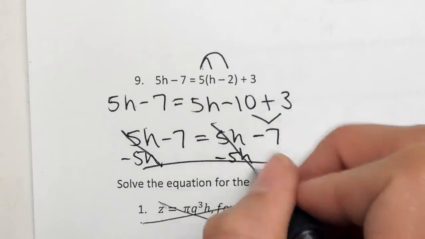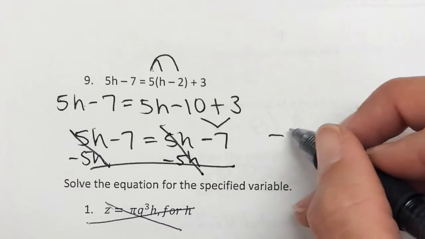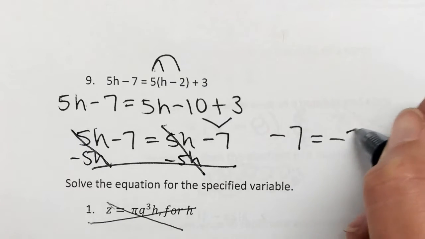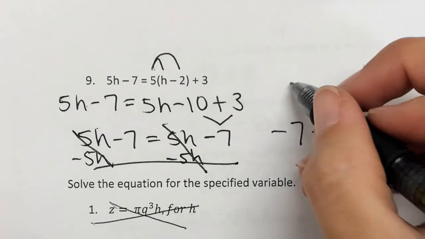So what's left on the left? -7. What's left on the right? Alright, does -7 equal -7? Yeah. So what would the answer be? Does anybody know? -7. That's all. It starts with the I. Infinite solutions. You got it right there.